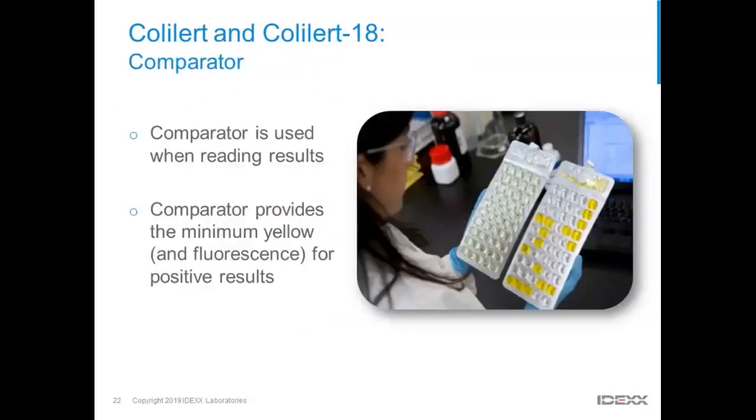When reading Colilert and Colilert-18, a comparator can be used. A comparator will provide the minimal amount of yellow and fluorescent signal to call something a positive. So any yellow color or fluorescence that's equal to or greater than the comparator is considered a positive result.